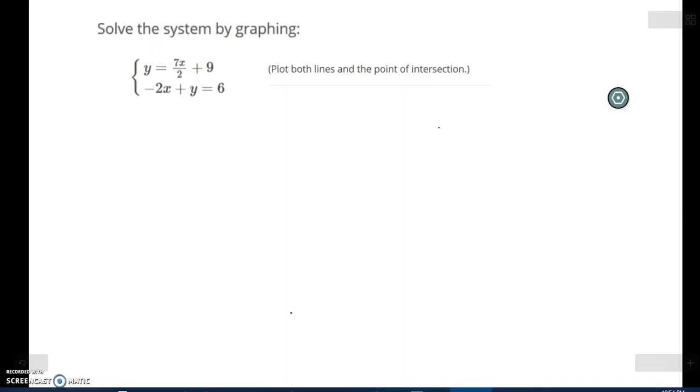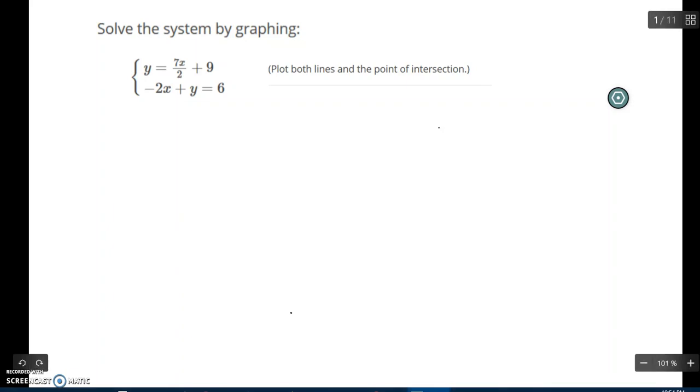In this problem it says solve the system by graphing, and it gives you the two equations. One of the biggest challenges with any graphing question is, what method do we use to locate or to find 2 points? We've got to plot 2 points to draw a straight line. And so how do we know what method to use?